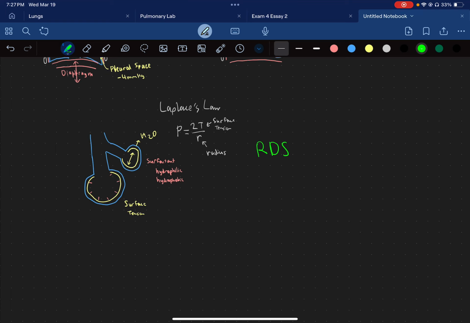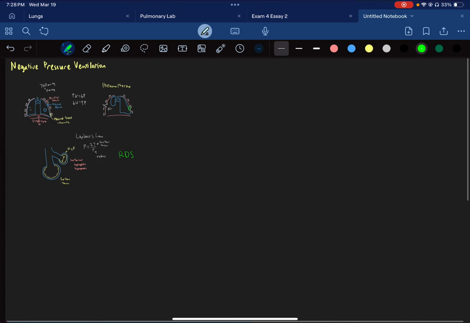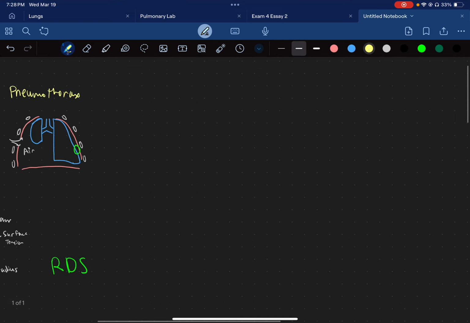So usually able to stop this. Sometimes can be fatal though. So you definitely want to have that surfactant in your alveoli. Next, let's go on to the alveolar gas equation over here.